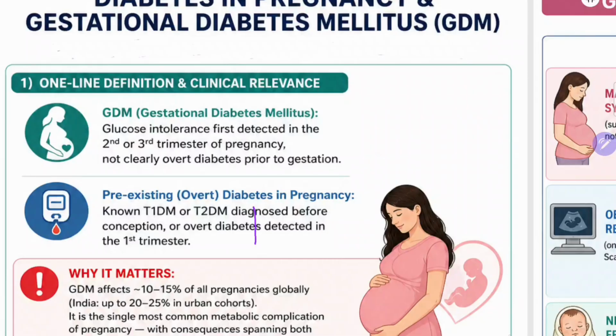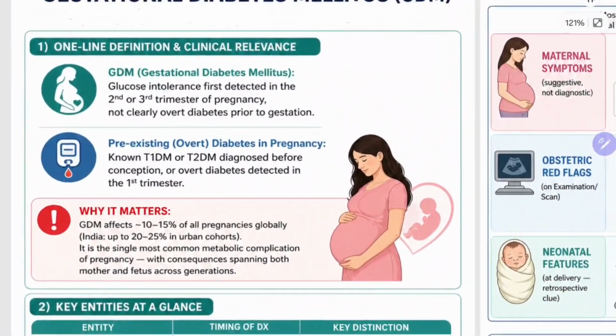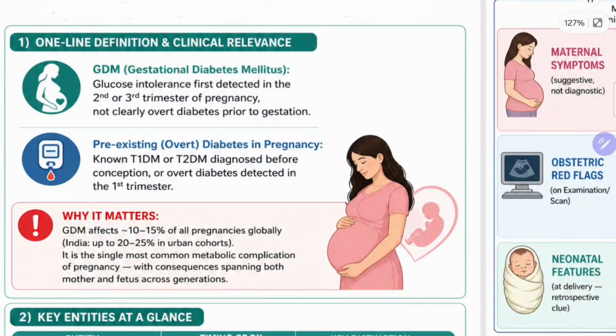So what's the definition? We will have some overview about this. What is GDM? Glucose intolerance first detected in the second or third trimester of pregnancy, not clearly overt diabetes prior to gestation. Overt diabetes prior to gestation is hyperglycemia and symptomatic diabetes before becoming pregnant. So it is detected during the second or third trimester, but the woman was not having symptomatic diabetes before becoming pregnant. So that is GDM.